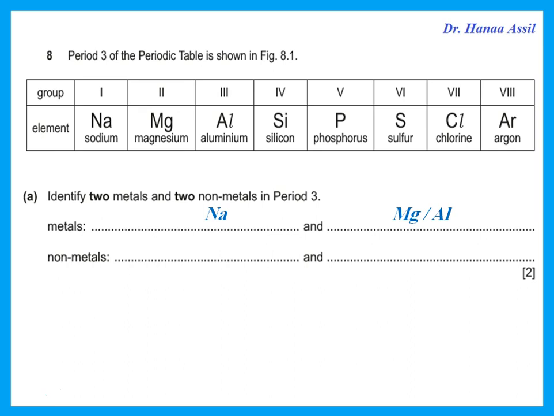And of course, everything in between, which are transition metals. Then starting from group 4 to group 8, these are non-metals. So he wants non-metals. You can either write silicon, phosphorus, sulfur, chlorine, argon.